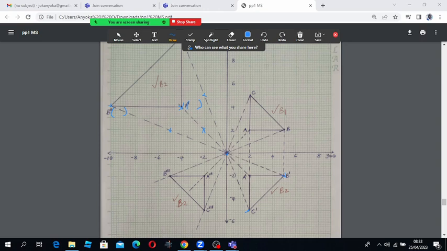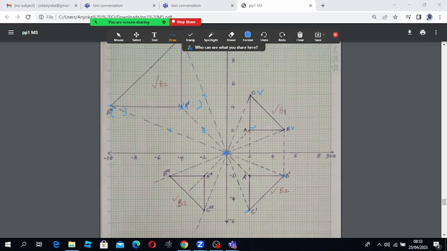Rotate triangle ABC 180 degrees about 0, 0 and state the coordinates of A prime, B prime, C prime. So rotate the triangle. One, we locate the object ABC. Then we want to locate the center. The center of rotation is 0, 0. Get the angle of rotation.